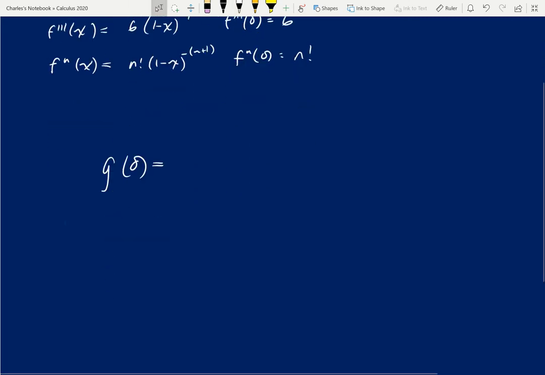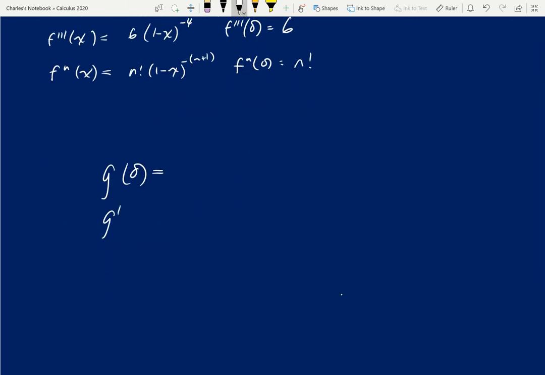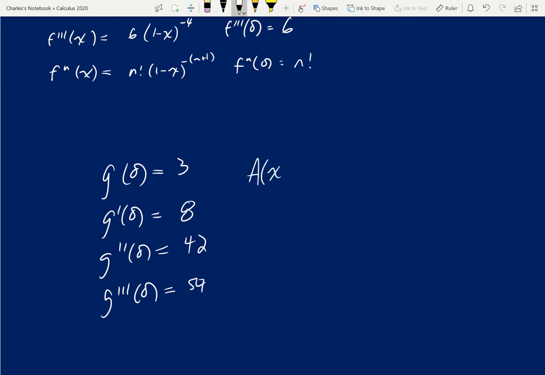And then if I'm going to construct a Taylor polynomial, well, let's go back to the mystery function game. Let's say I'm constructing a mystery function where I know that g of 0 is 3, the first derivative at 0 is 8, the second derivative at 0 is 42, and the third derivative at 0 is 54. What's my approximation going to be?